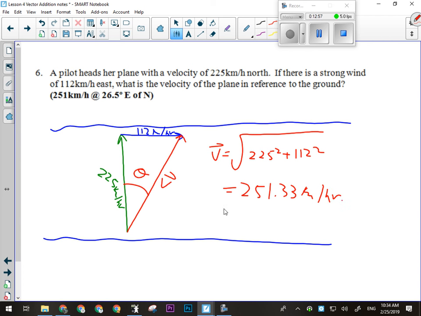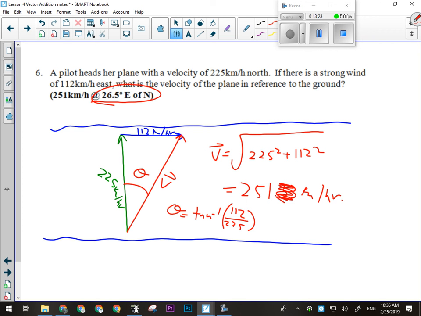Okay, and then I've got to find the direction. Theta will be tan to the minus 1 of the opposite side, 112, divided by the adjacent side, 225, which should give me 26.5 degrees east of north. I only have 3 significant figures here, so I would eliminate that, and I would have 251 kilometers per hour at 26.5 degrees east of north. Okay, everybody all right with that?